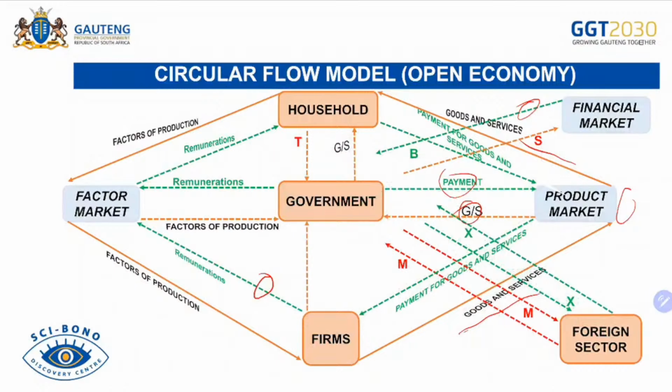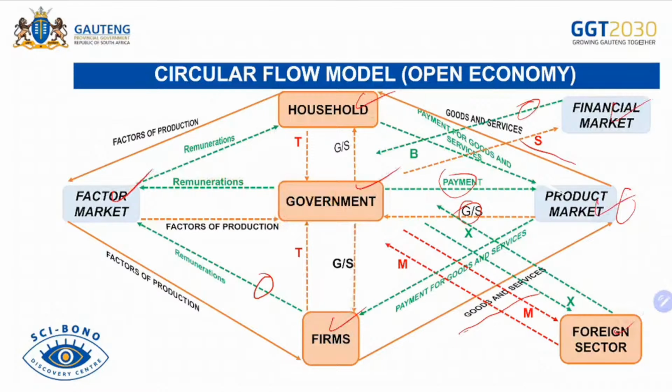We see firms are paying tax to the government after they've received their profit, and then at the same time, the government simply provides public goods and services to firms. So this is a simple model of circular flow in the open economy that includes the four sector model. Remember, it has four participants, namely households, which are consumers, firms or businesses, government or the state, as well as the foreign sector. There are also four markets in there, which include the factor market, the product market, financial market, as well as the foreign exchange market.